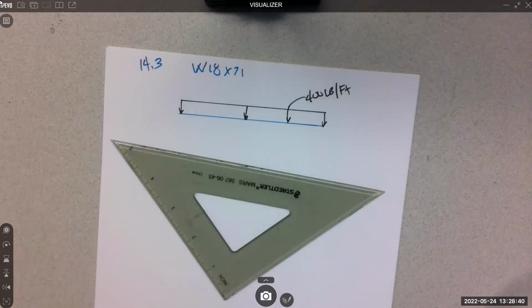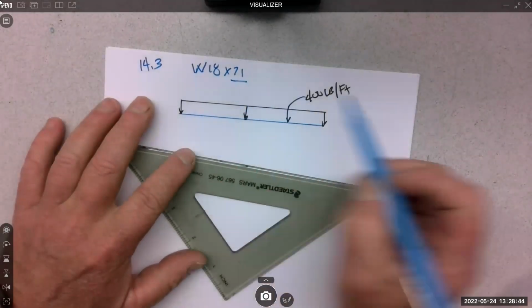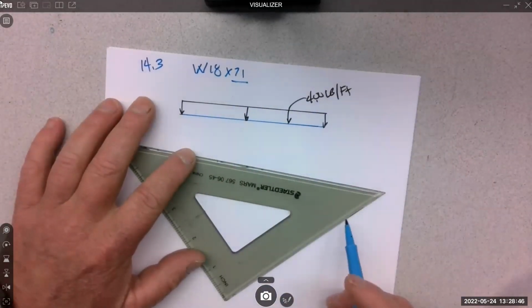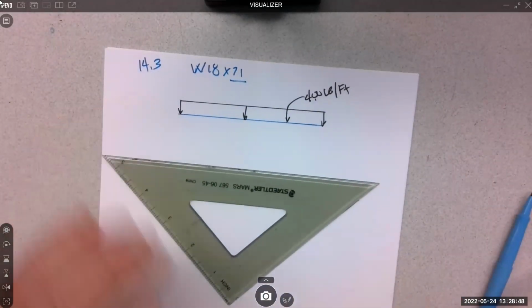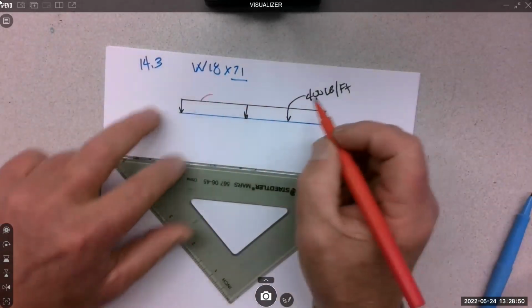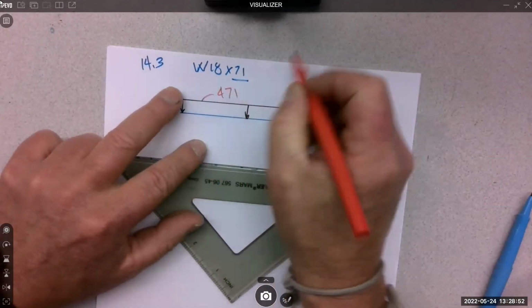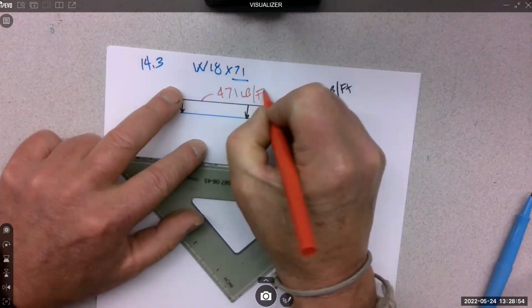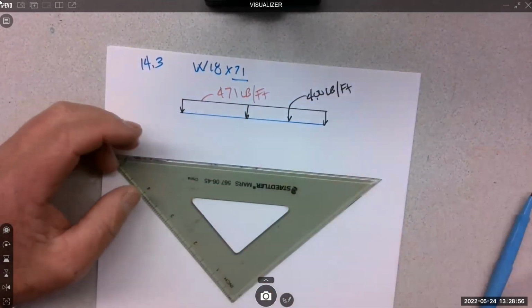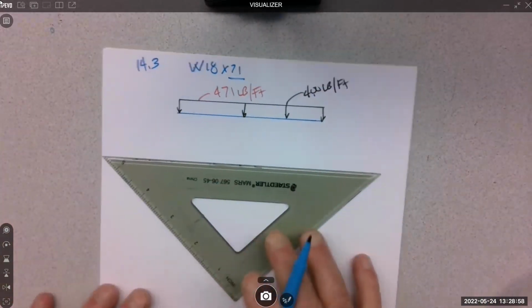Calculate the maximum bending stress. Be sure to include the beam weight. So we're going to add the 71 and the 400, right? So the total distribution is going to be 471 pounds per foot. Did you do that, Nick?